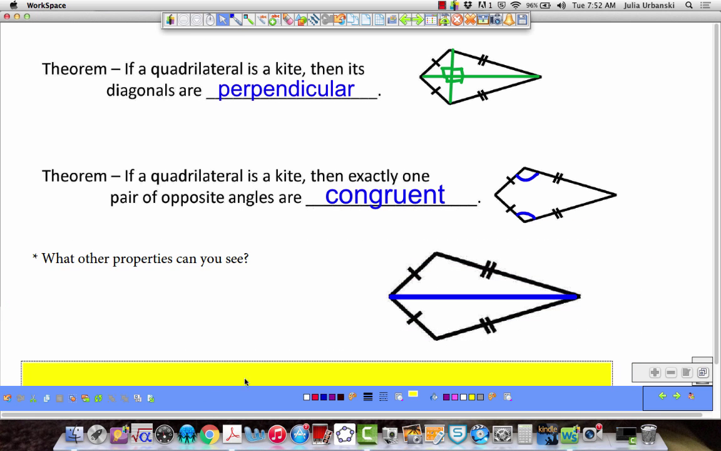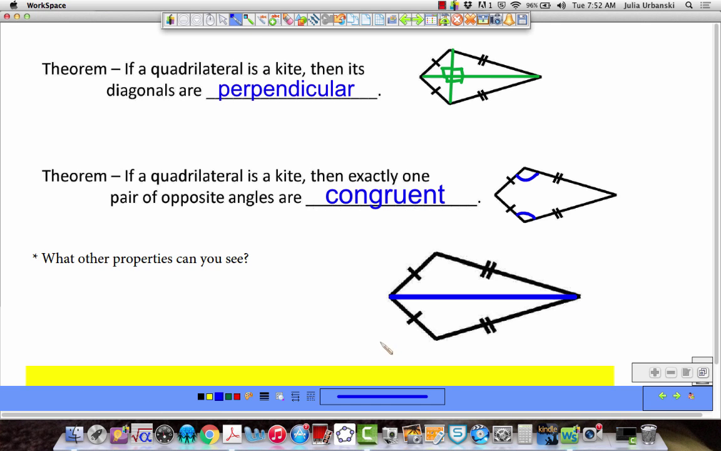So look at this right here. What other properties do you see? Draw this line right here. What can you say about this middle line right here? Making congruent triangles, because what would you call about this middle line right there? Reflexive, good. And reflexive gives you congruent triangles by side, side, side. So once you have that, you have a whole bunch of congruent parts, right? This angle is equal to this angle.